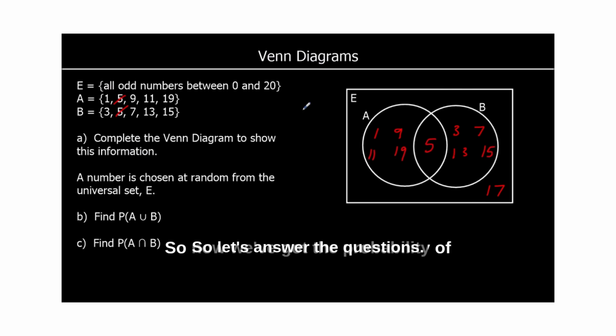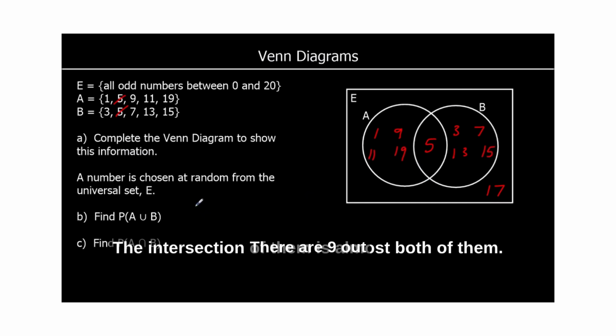So let's answer the questions. So find a number is chosen at random again. Find the probability that it's in the union of A and B. So the union of A and B means it can be in the A circle or the B circle or in the middle or in the intersection. So how many numbers are inside the circles? There are 9 out of 10 in total.